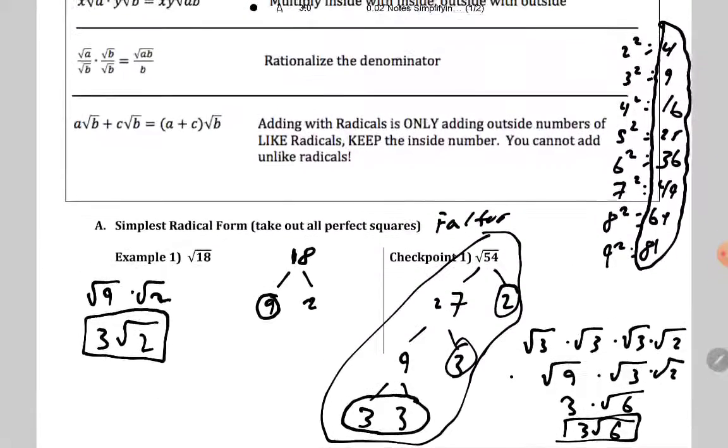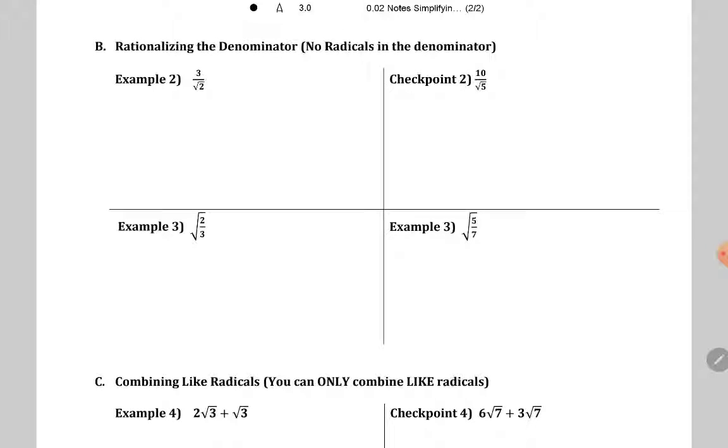Let's do some more. 3 square roots of 2 in the denominator. So here we're going to rationalize the denominator. We do not like having square roots in the denominator. So what we're going to do is multiply both the top and bottom by whatever that square root is. So we have square root of 2 in the bottom, so I'm going to multiply top and bottom by square root of 2. So this becomes on top 3 square roots of 2.